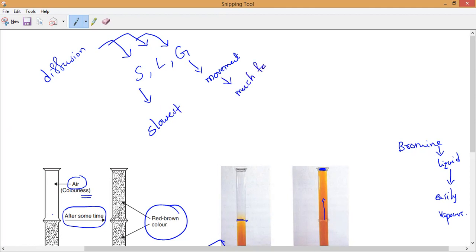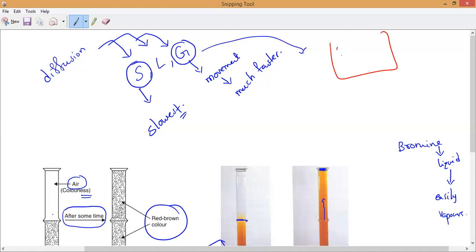Why is it much faster here and much slower here? Anybody? Intermolecular space, sir. Very good, Reddy. That is also an important one. So here particle motion is very, very less, but here particle motion is maximum. Yes or no? Because here particles are freely present, the gap between the particles is extremely more, so they can move much faster.